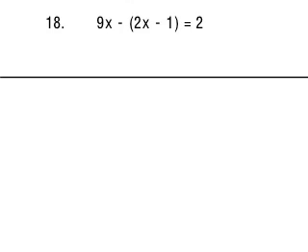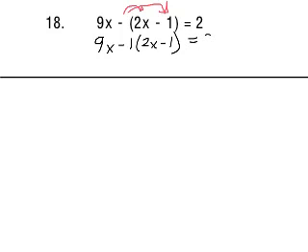All right, now when you look at that, we've got 9x minus, and then in parentheses 2x minus 1, and that equals 2. There's a distribution problem here. This negative has to be times both of those. And you can think of this as either negating everything inside there, so it becomes a negative 2x and a positive 1, or you can think of it as negative 1 times 2x minus 1. And that equals 2. Whichever way works best for you.